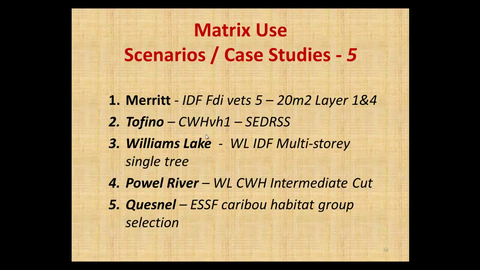We're going to look at Cedrus, single entry dispersed retention stocking standard, and how that might work in that neck of the woods. Number 3 will be Williams Lake woodlot, again IDF multi-story single tree selection. Number 4 will be Powell River, a woodlot CWH intermediate cut type of situation. And number 5 will be Quesnel. We'll go back to the interior and ESSF caribou habitat group selection type of stand structure.